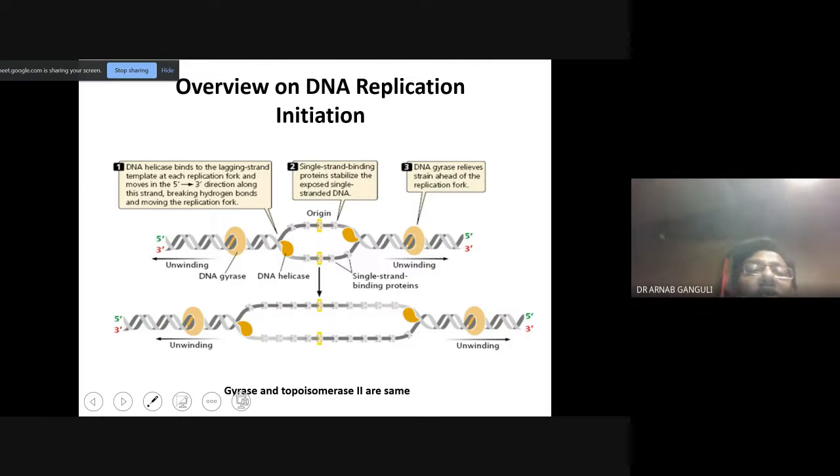Now let us see an overview of DNA replication. The first step is initiation. Always there is an origin of replication.